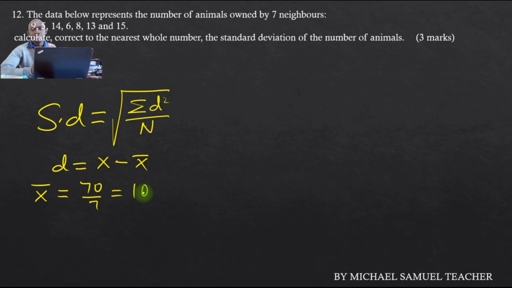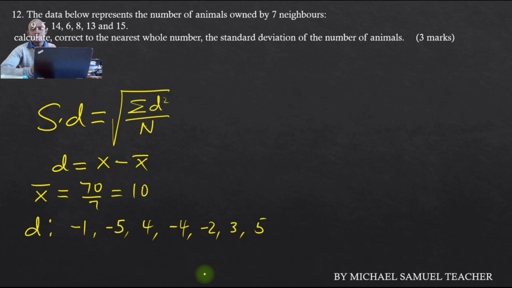And if the mean is 10, therefore, to get d, that is the deviation from the mean, we have 9 minus 10, that is minus 1. 5 minus 10, that is minus 5. 14 minus 10, that is 4. 6 minus 10, that is minus 4. 8 minus 10, that is minus 2. 13 minus 10, that is 3. And 15 minus 10, that is 5.